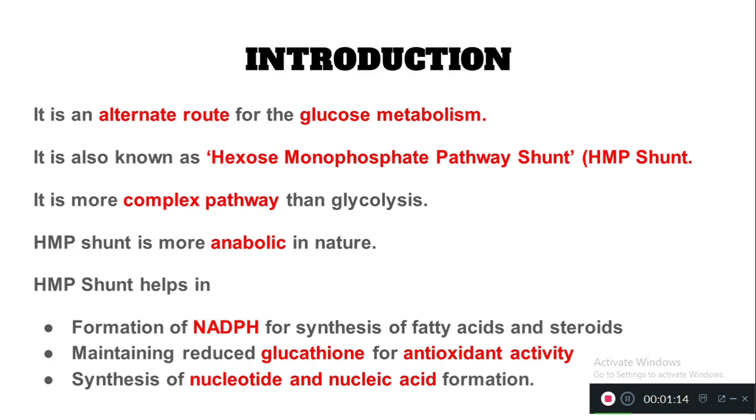First, for the formation of NADPH, which will help in the synthesis of fatty acids and steroids, and it is responsible for maintaining the reduced glutathione for antioxidant activity, and it is also very essential for the synthesis of nucleotides and nucleic acid formation. In the exam, a question might come: how does the HMP shunt help in human beings? Or a question comes like the significance of HMP shunt. Then you have to write these 3 points.